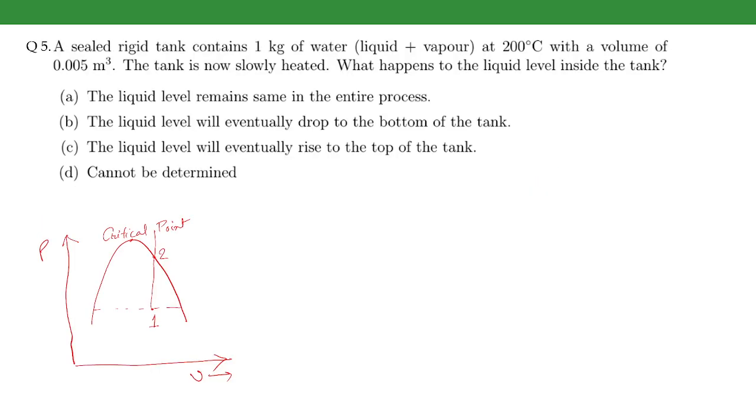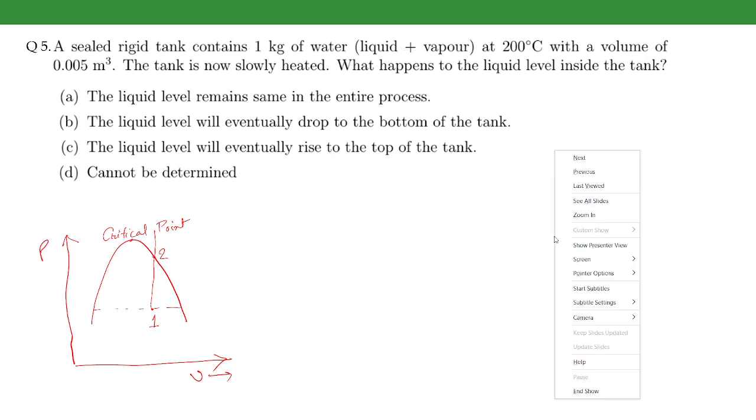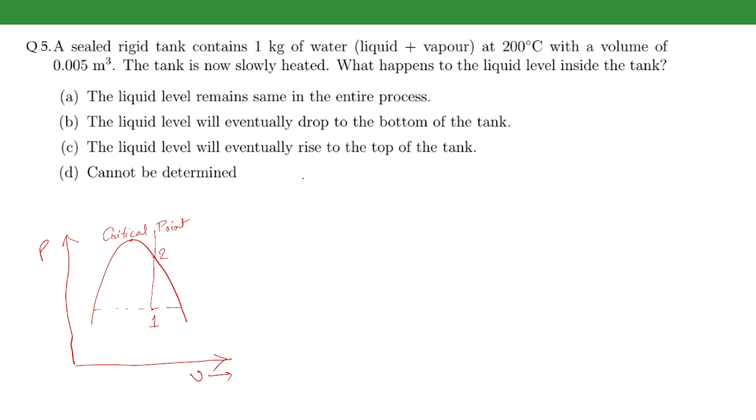Now, a similar type of question: a sealed rigid tank contains 1 kg of water at 200 degrees Celsius with a volume of 0.005 meter cube. The tank is now heated. What happens to the liquid level inside the tank? So it is basically a rigid container. It contains some water plus vapor mixture. Now it is being heated.